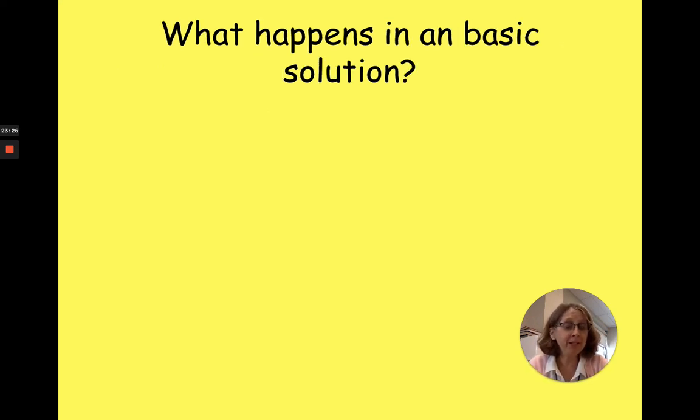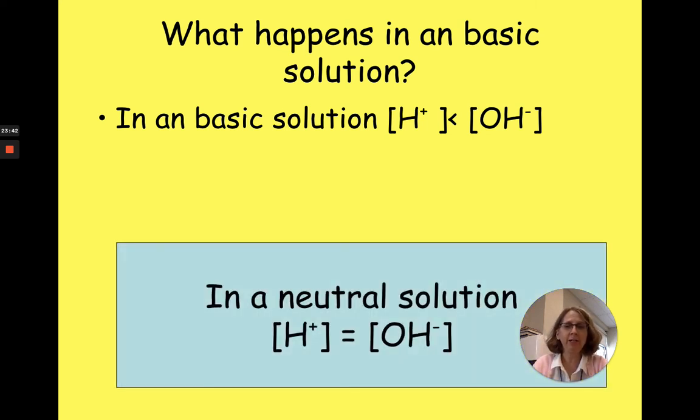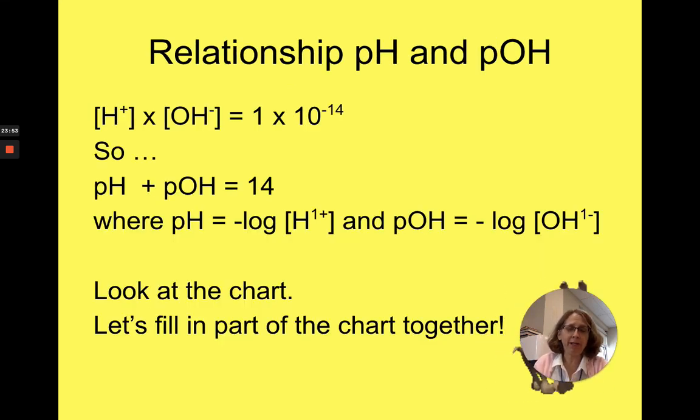What happens in a basic solution? Think about the formula of a base. You add something that adds hydroxide instead. That will lower the hydrogen ion concentration. The hydroxide will dominate. And so in a basic solution, you have less hydrogen and more hydroxide. That's the out of balance. In a neutral solution, as I said, because you haven't added anything to offset the balance, it's going to be equal. All right, so let's do some calculations.